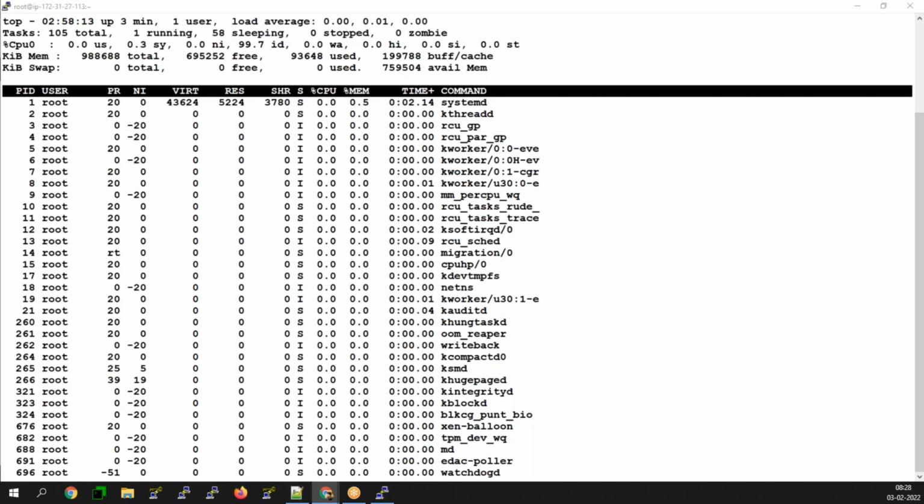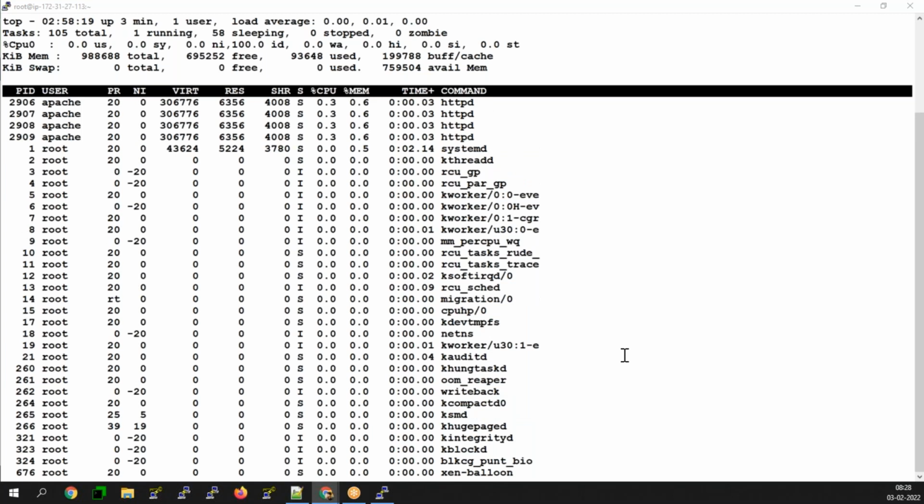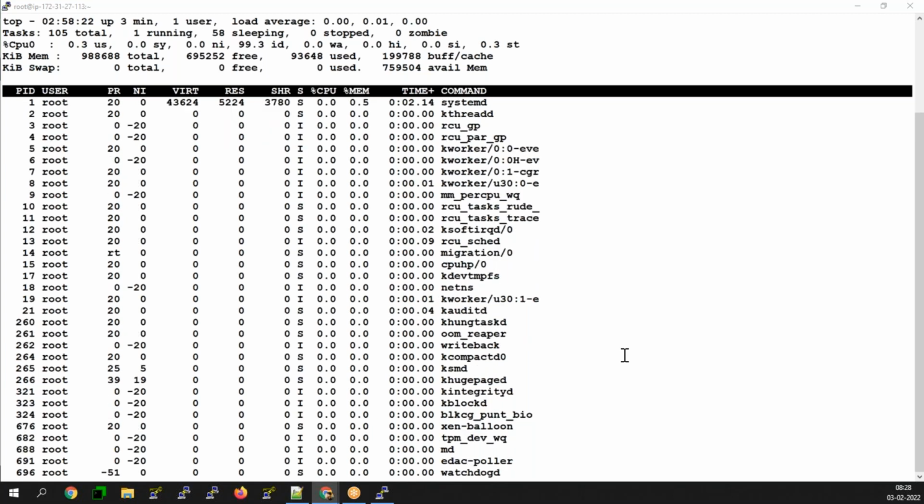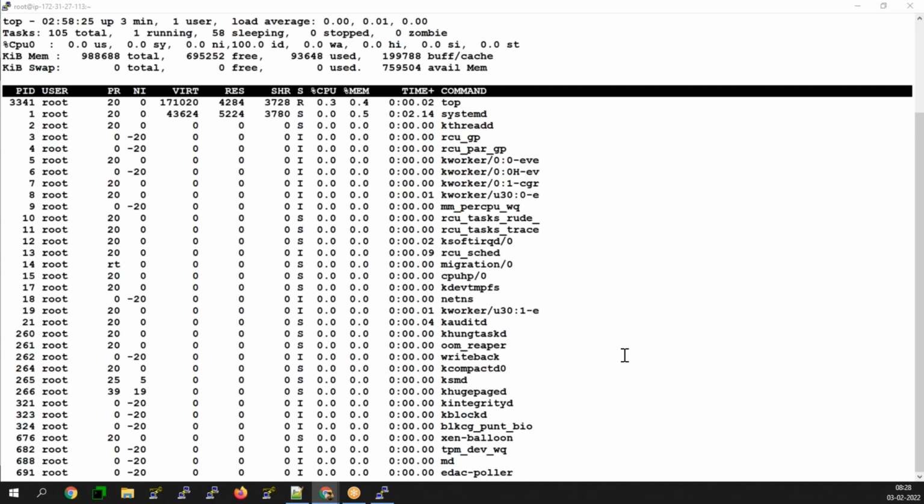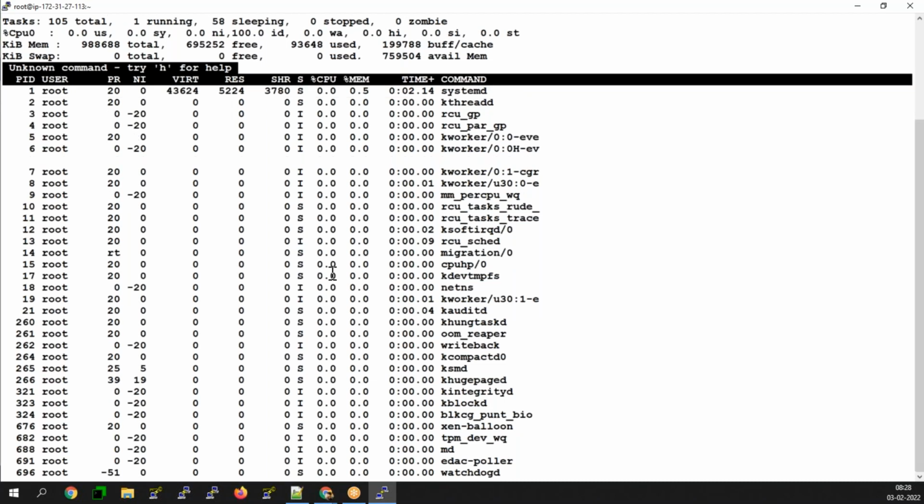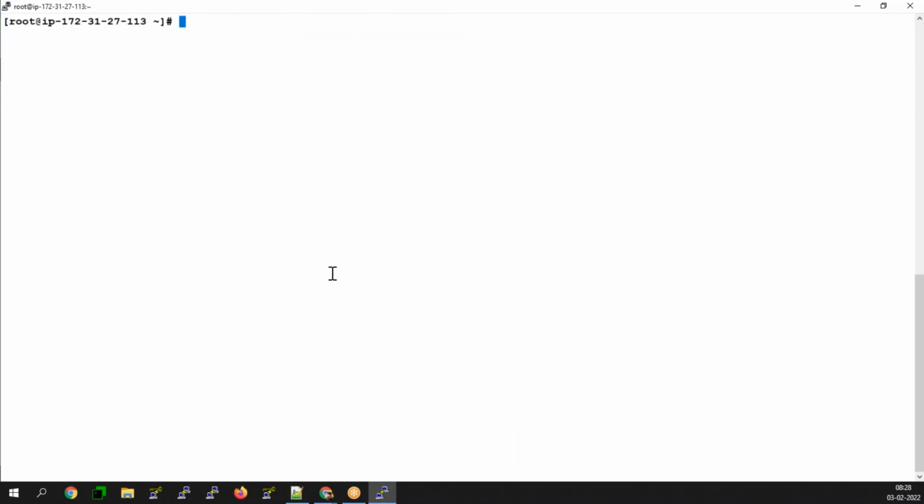So what is the command to check how many cores are there in your Linux machine? lscpu. Yeah, lscpu. Or else cat /proc/cpuinfo, great, or nproc actually. One core of CPU is there.